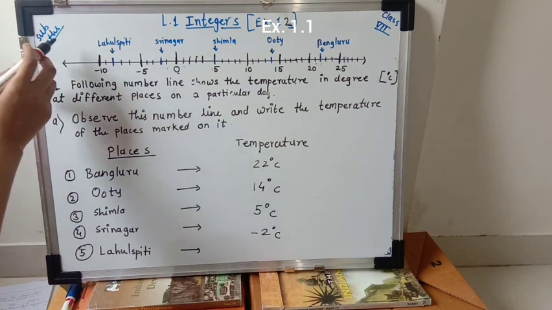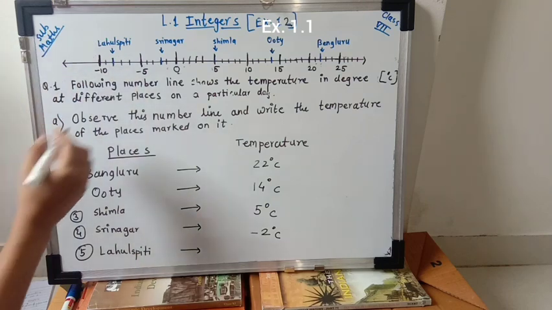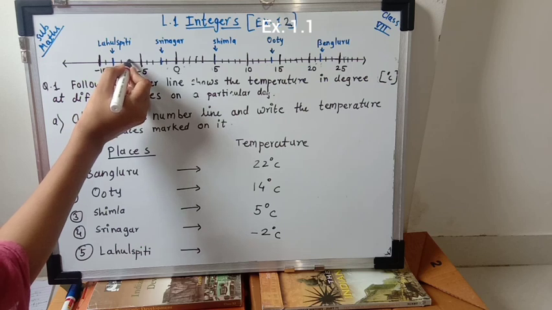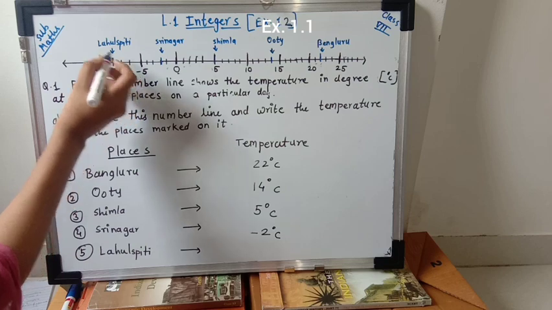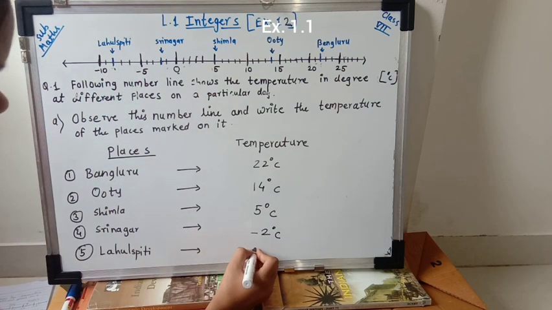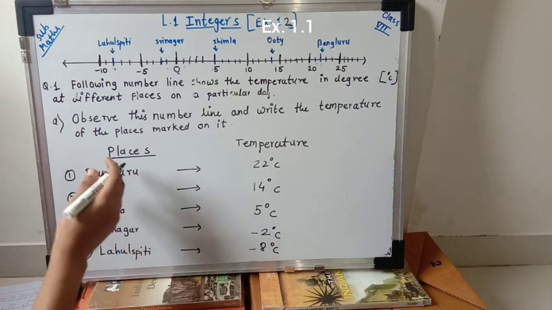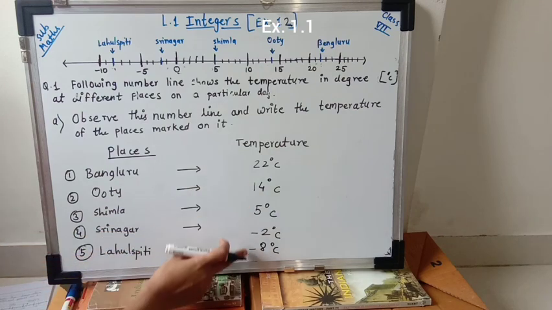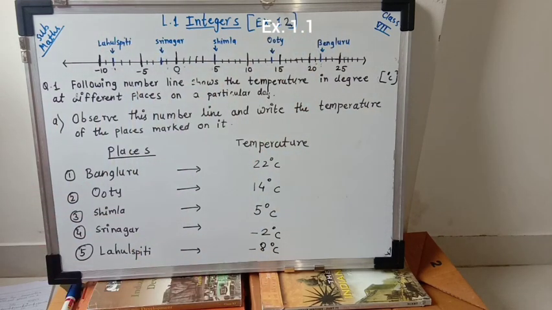Now let's see the last place, that is Lahul Spiti. After minus 5, count the lines: 1, 2, 3, which means minus 6, minus 7, minus 8. This arrow is exactly above minus 8, so the temperature of Lahul Spiti is minus 8 degrees. Our question was to observe this number line and write the temperature of the places marked on it, and we found the temperatures of the given places. Now let's move on to the next question.